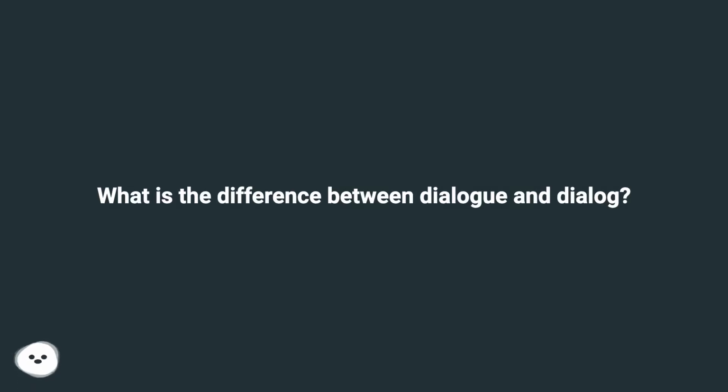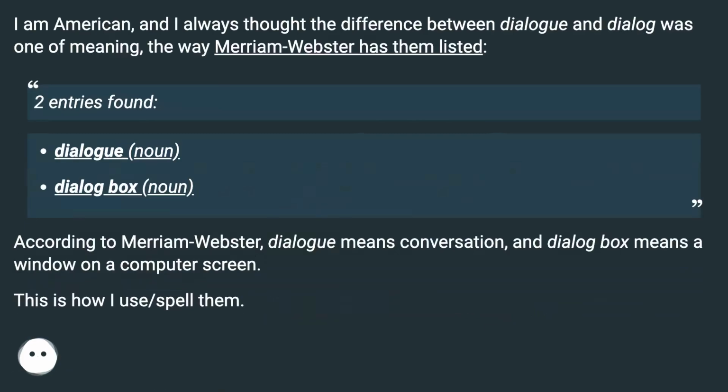What is the difference between dialogue and dialog? I am American, and I always thought the difference was one of meaning, the way Merriam-Webster has them listed. 2 entries found: dialogue, noun, dialog box, noun. According to Merriam-Webster, dialogue means conversation, and dialog box means a window on a computer screen. This is how I use and spell them.